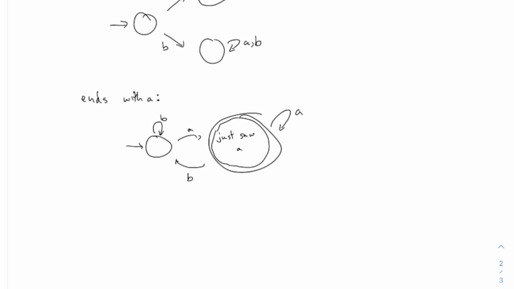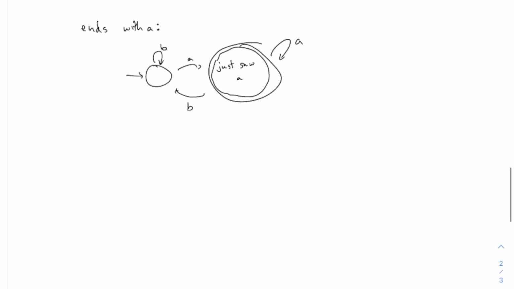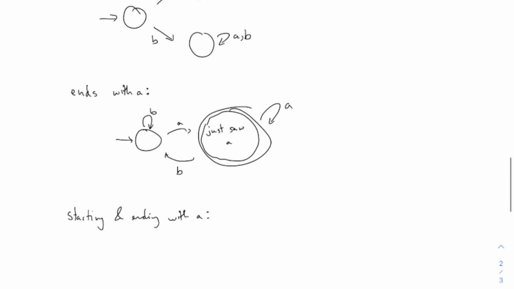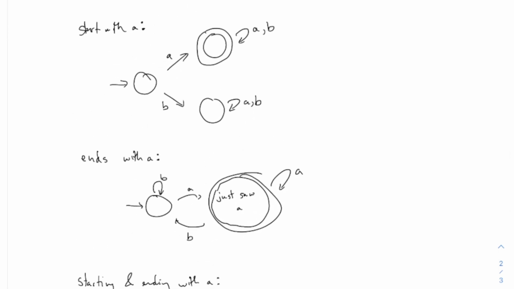All right, let's try the third one. Starting and ending with A. This is where it gets a little more complicated, and as I was walking around, some people really only looked at the first two, and that's fine. I didn't give you that much time, but I wanted to move on. Starting and ending with A. All right, I also did this one with three states. I tried to do some kind of combination of those two, although actually, now that I look at my paper, I can see that I messed it up.